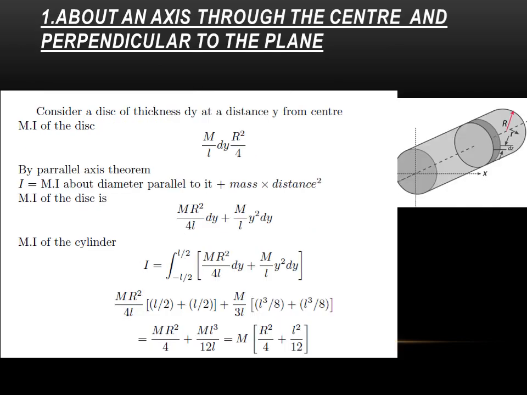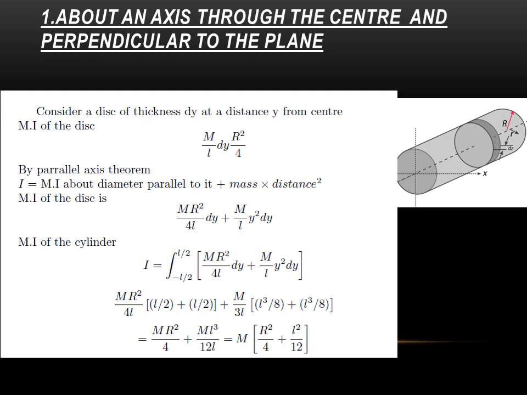Now calculate the moment of inertia of a solid cylinder about an axis passing through the center and perpendicular to its length. So let us consider an axis which is passing through the center of mass and perpendicular to its length. The mass per unit length is given by capital M divided by L.